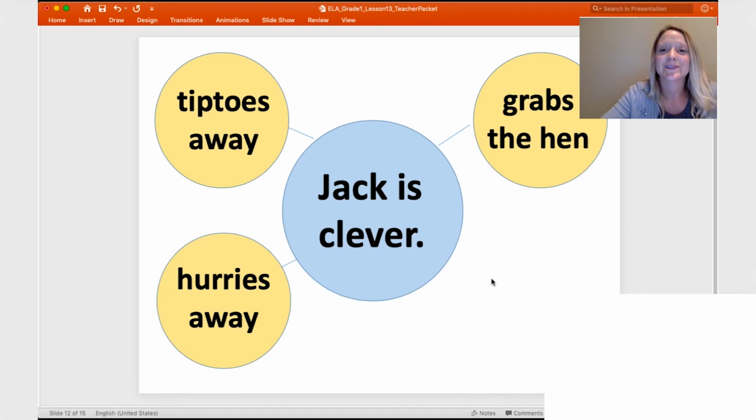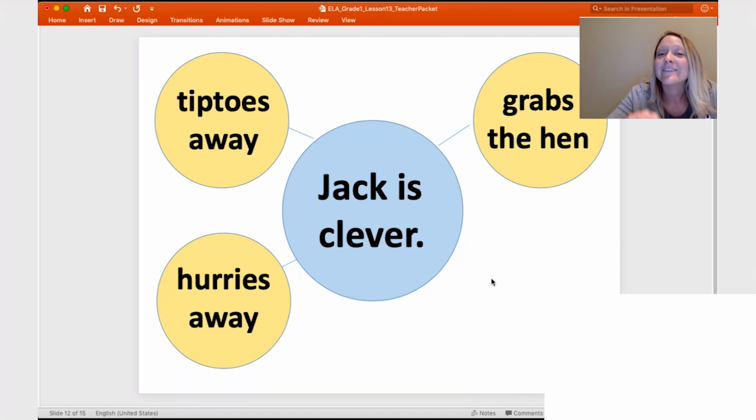Very nice, boys and girls. Now, can you think of one more key detail in the text that gives us ideas about how Jack is clever? Go ahead and think of it and share out with me. Very nice, boys and girls, yeah.